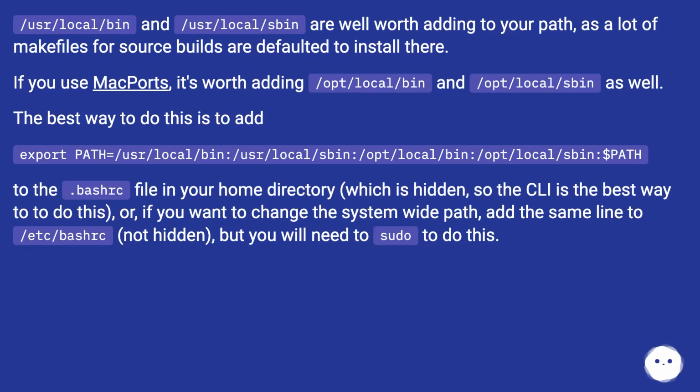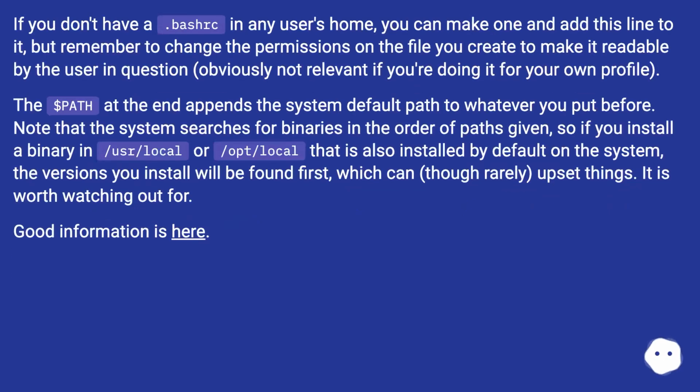Or, if you want to change the system-wide path, add the same line to /etc/bashrc, not hidden, but you will need to sudo to do this. If you don't have a .bashrc in any user's home, you can make one and add this line to it. But remember to change the permissions on the file you create to make it readable by the user in question, obviously not relevant if you're doing it for your own profile. The $PATH at the end appends the system default path to whatever you put before.